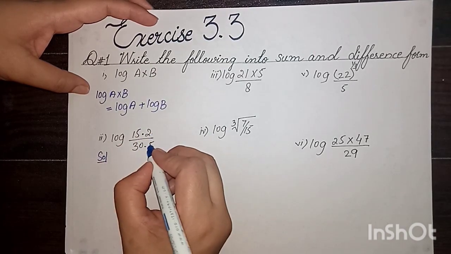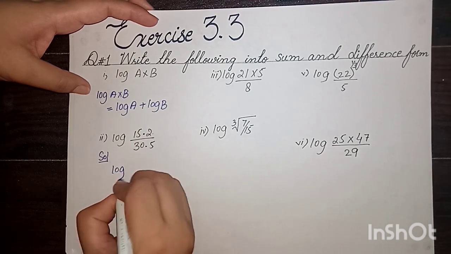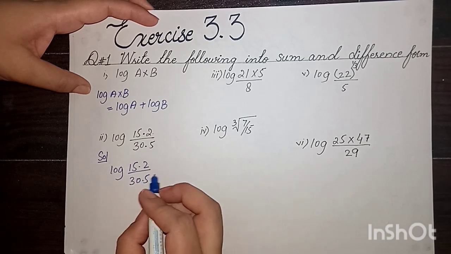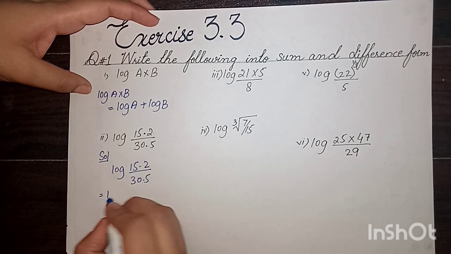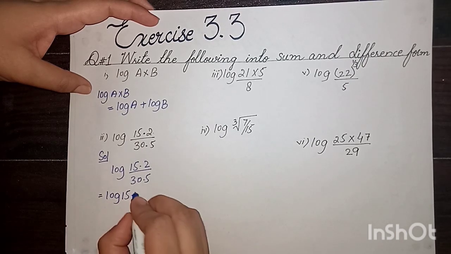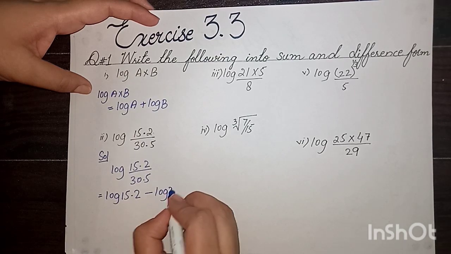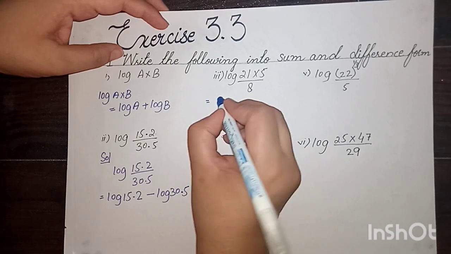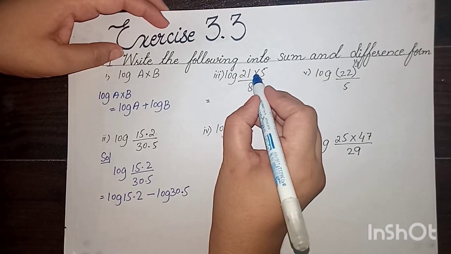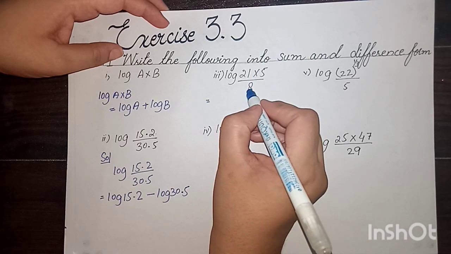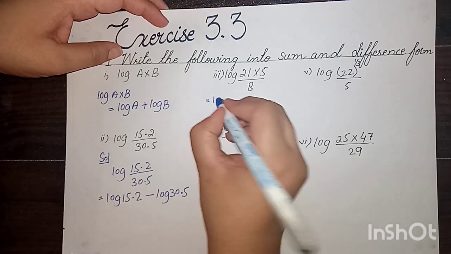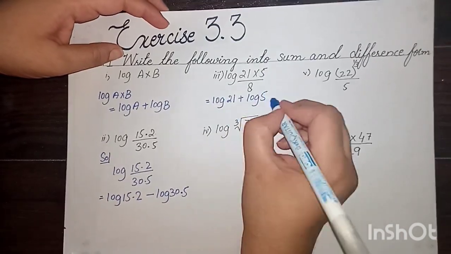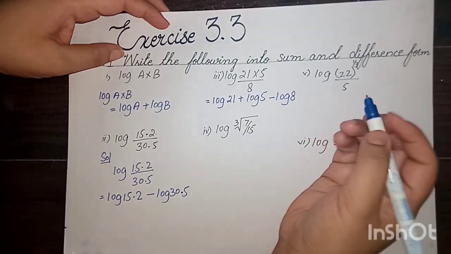Second is log of 15.2 divided by 30.5. So this is a division form. We also know that we convert division into subtraction. So we will write log of 15.2 minus log of 30.5. For this question, there is multiplication and division. So multiplication converts into plus and division converts into minus. So we will write log of 21 plus log of 5 minus log of 8.